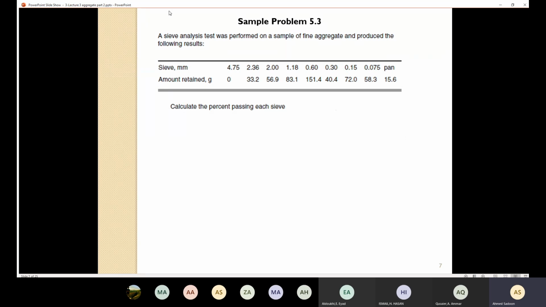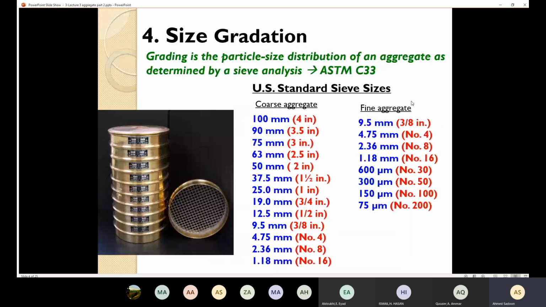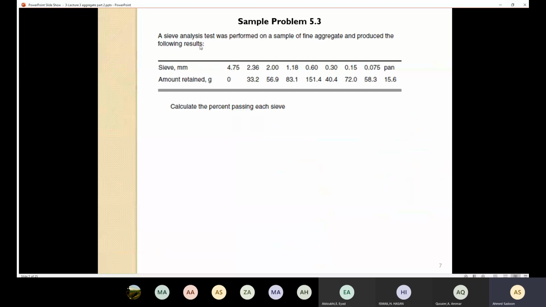We need to conduct a sieve analysis test on a sample of fine aggregate. So we have fine aggregate, and we are going to use this set here. Like I said, that depends on your situation. You can start with this one or that one or that one. In this case, we are going to start with sieve number 4. This one is sieve number 4, and this one is sieve number 200.